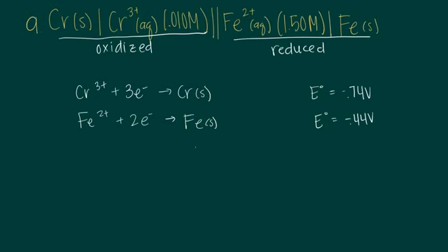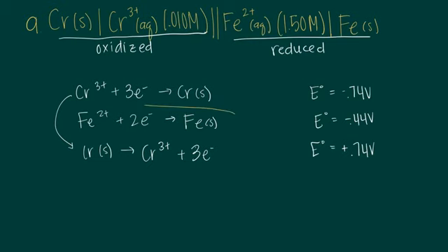So since chromium is actually being oxidized, we are going to flip the equation so that chromium solid turns into chromium 3+ and 3 electrons. And since we flipped the equation, we will now flip the reduction potential into an oxidation potential. So that should be positive 0.74 volts.